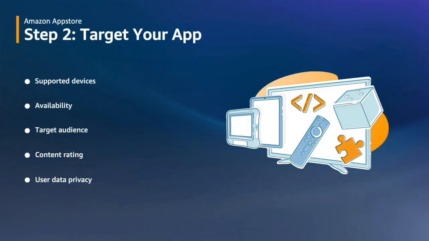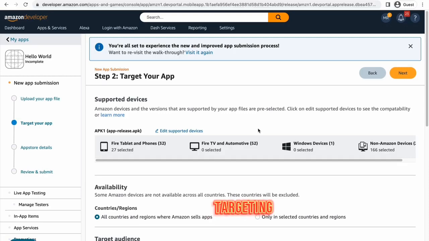Once you've selected the language and your app file is done uploading, you can click Next to move on to Step 2. Step 2 is for targeting your app, including the devices, locations, and audience segments, as well as answering some essential content policy questions. The first part of targeting your app is choosing the correct devices. Your app will automatically be targeted for any device that it meets the minimum requirements for.